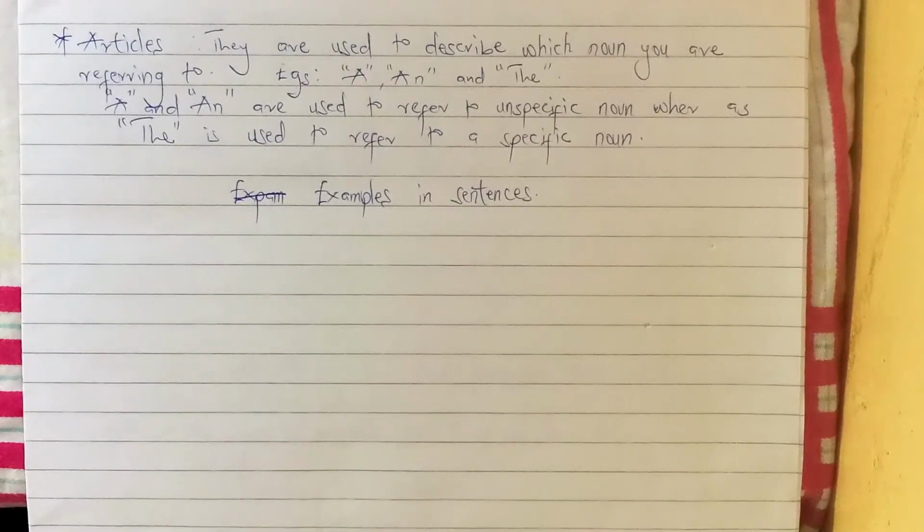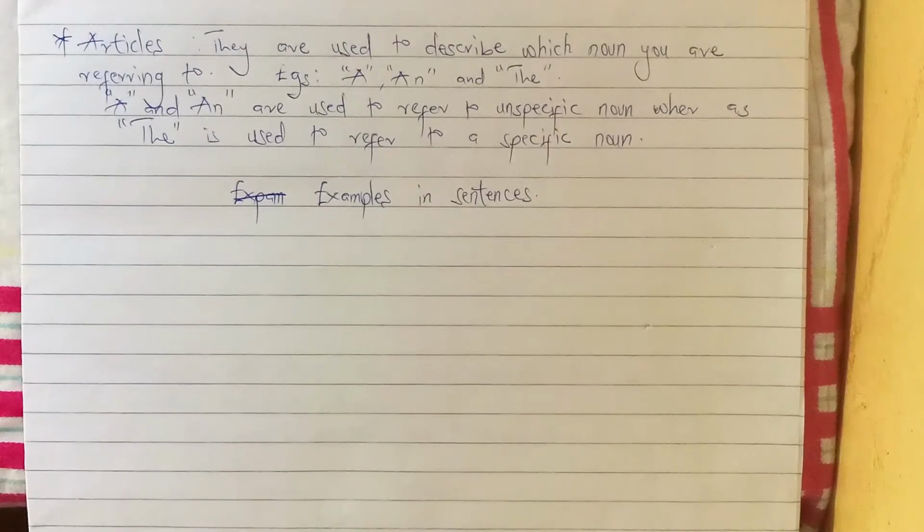Okay, so let us now look at examples in sentences. As I gave earlier on, you can say a boy is going to school. Now, in a boy is going to school, it means that the boy we are talking about is not a specific boy. It can be any boy. It can be Kofi, Yao, Akwesi, or even Kwame. We can also have an egg is on the table. An egg is on the table can mean any egg is on the table.